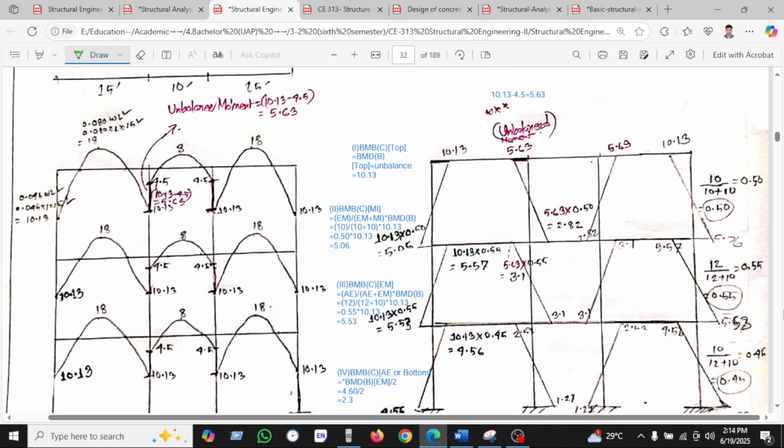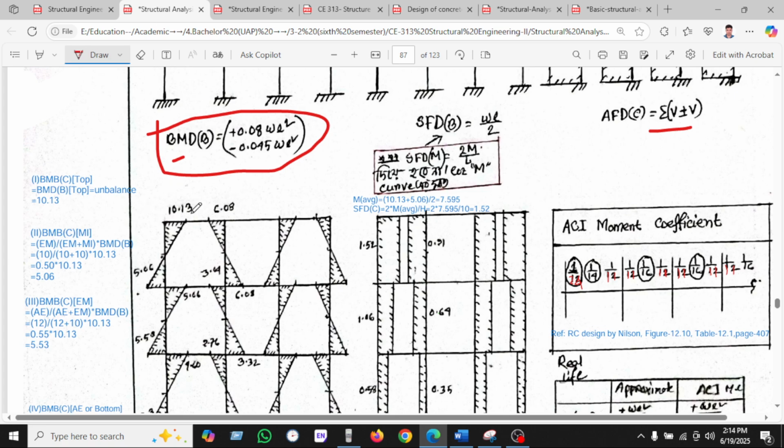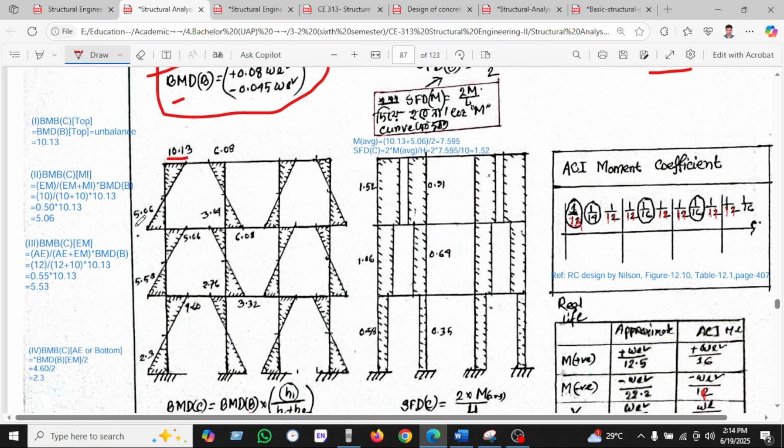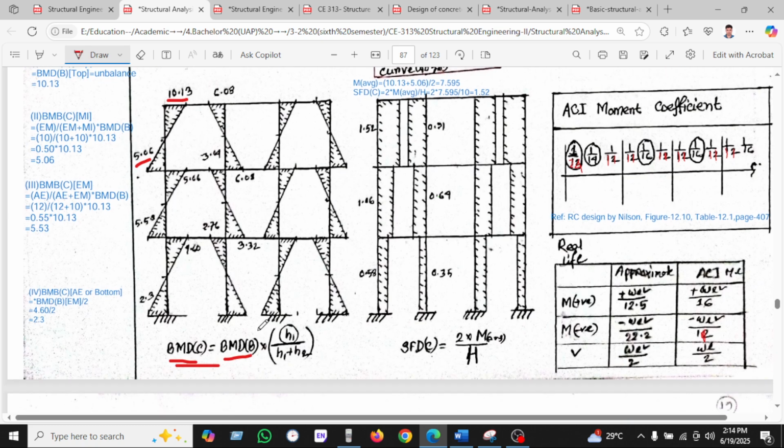Okay, here this is the coefficient. You are just showing how we will get 10.5. The bending moment at the top is from 10.13. How will we get 5.06? 5.06 will be the coefficient, as we have seen here, multiplied with the bending moment.